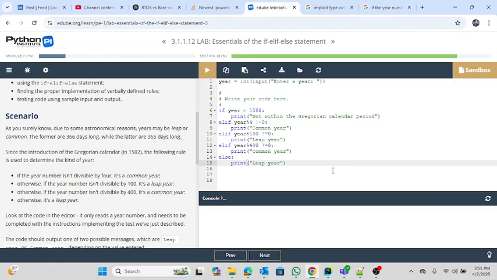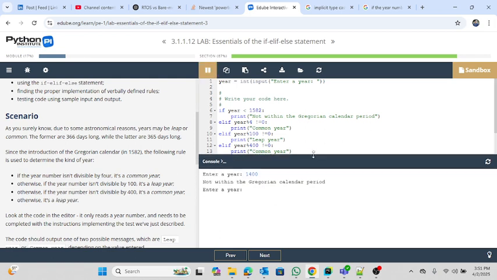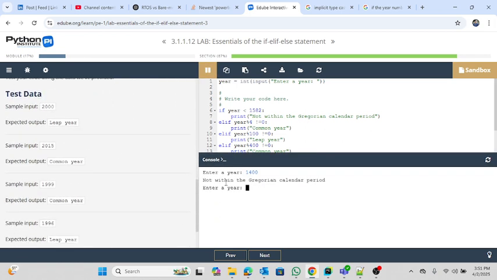It's a bit tricky. Then we'll run our code and see. So we'll enter a year which is less than 1582, then it shows not within the Gregorian calendar. Then we'll go by the conditions given. Let's say 2000. 2000 is a leap year because it is divisible by 4, divisible by 100 and divisible by 400, right? Next, we will go to 2015.